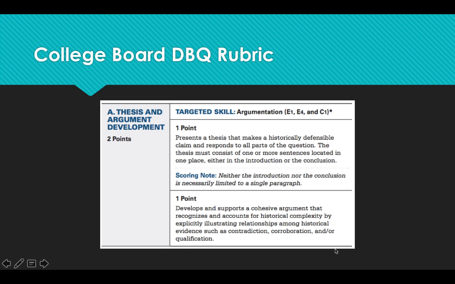And finally, the second point would be that you have to develop and support a cohesive argument that recognizes and accounts for historical complexity, that other side to the story. That's what they're talking about with historical complexity. That illustrates relationships among historical evidence. So this piece, developing and supporting a cohesive argument, is what the rest of your essay looks at. So this is your actual statement. This is what is in your essay that is supporting the statement.